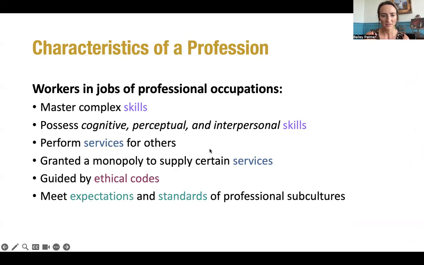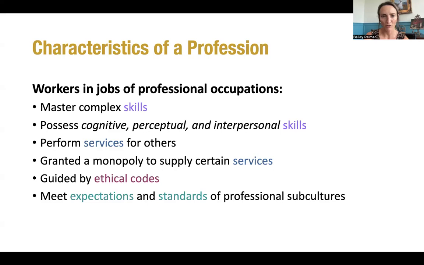Workers in professional occupations usually have mastered some sort of complex skill set. They also possess cognitive, perceptual, and interpersonal skills. Again, they're performing some sort of service for other people in the community. They're also usually granted a monopoly to supply those services.